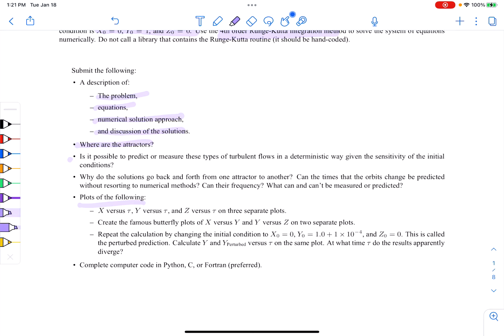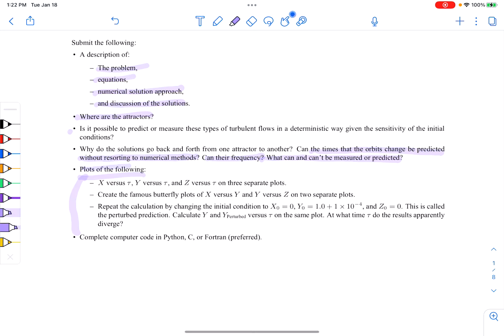I ask you, why do solutions go back and forth from one attractor to another? That's a very curious question. If I'm orbiting one attractor, why would I just go to the other one? Can the times the orbits change be predicted without resorting to numerical methods? That's a very difficult question to answer. Can their frequency? And what can and can't be measured or predicted? So I'm not looking for long mathematical analysis if you want. I'm looking for your opinions, based on the writing of this paper and your numerical predictions, if there are ways of doing this.